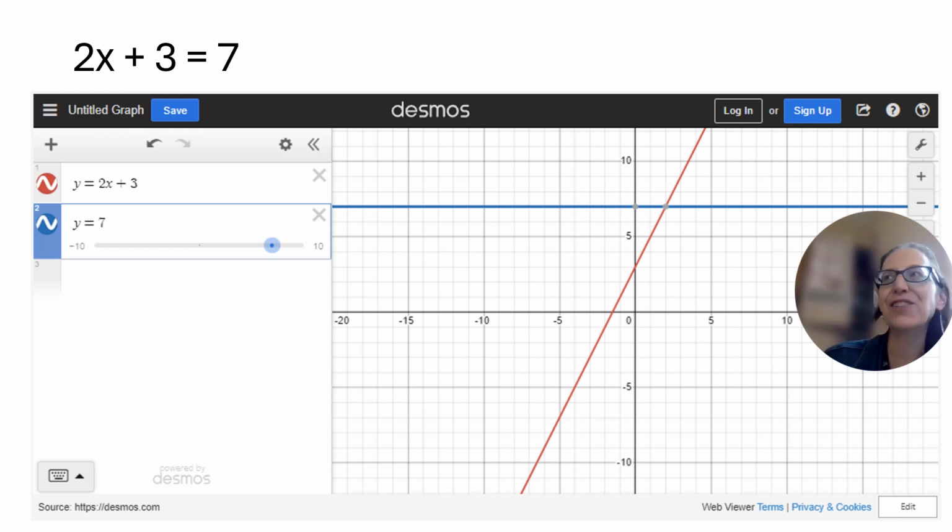All right, so our second strategy that we have for solving equations is to graph them.